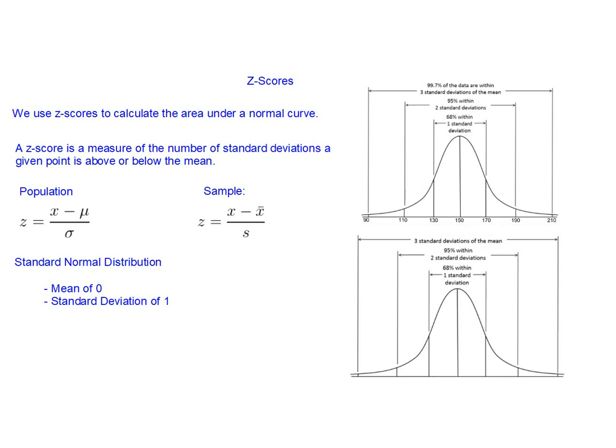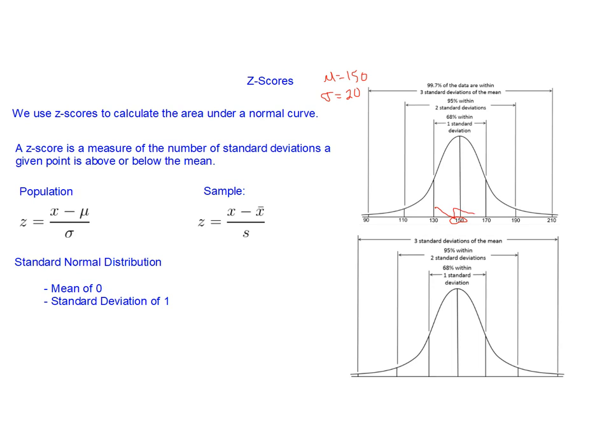If we assume that the mass of potatoes is normally distributed, with a mean of 150 grams and a standard deviation of 20 grams, then this is what the normal distribution might look like. And we've looked at how we can find area in certain parts of this graph.